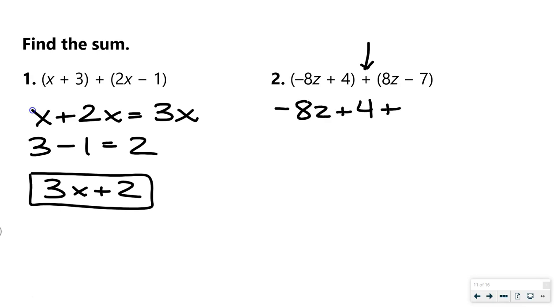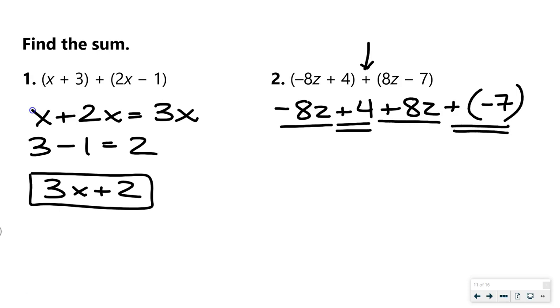Negative 8z plus 4 plus 8z. And the idea when it stays the same is we're just putting the plus again and staying like that, so it just stays the same. And so we look at this and we say, okay, identify our like terms. And we have, obviously these are going to cancel out.